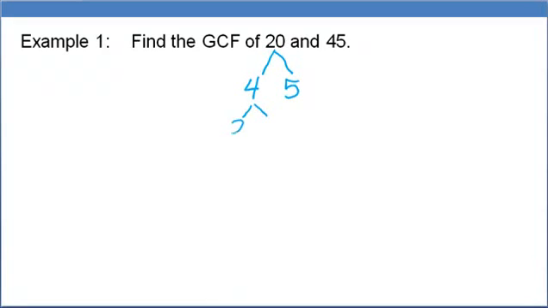So 4 will give us 2 times 2. And 5 is already prime. For 45, we can do 9 times 5. And 9 will keep going. And 5 is already prime. Right? So we want the biggest thing that is common to both.